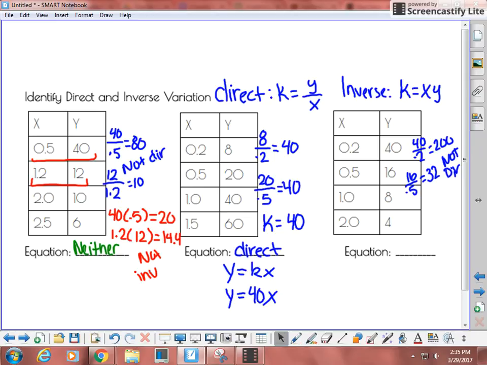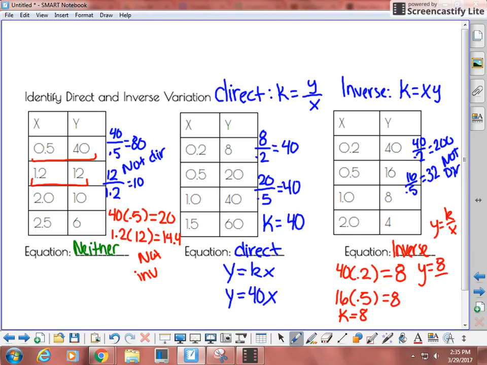So now I want to check and see if it's inverse. For inverse, I'm doing 40 times 0.2 because it's x times y. 40 times 0.2 gives me 8. My next one is 16 times 0.5, which also gives me 8, which is perfect. So that means that this is going to be inverse. My k value is going to be 8. And I go back to my original equation, which is y equals k over x. Replace what I know and say y equals 8 over x. And that's my final equation for this.